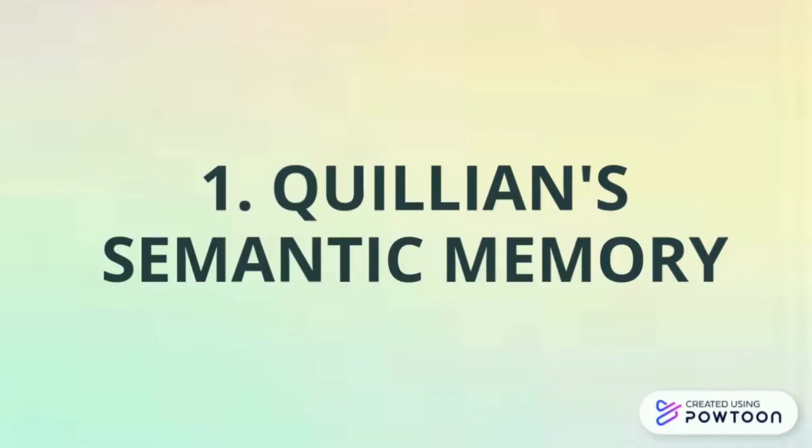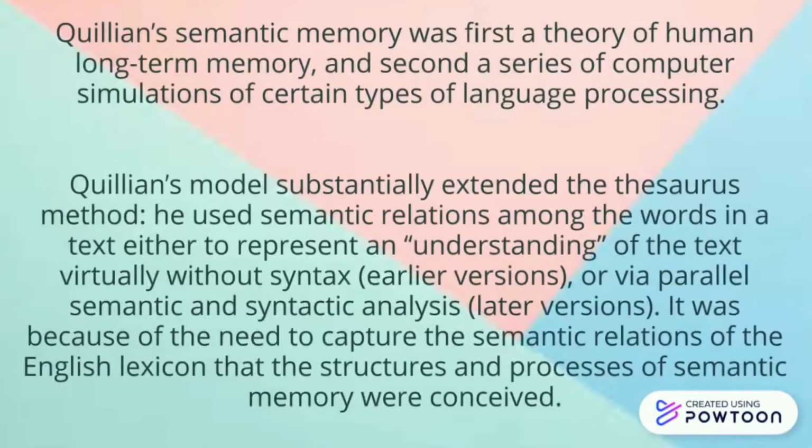1. Quillian's semantic memory. Quillian's semantic memory was first a theory of human long-term memory, and second a series of computer simulations of certain types of language processing. Quillian's models substantially extended the thesaurus method. He used semantic relations among the words in a text either to represent an understanding of the text virtually without syntax, in earlier versions, or via parallel semantic and syntax analysis in later versions. It was because of the need to capture the semantic relations of the English lexicon that the structures and processes of semantic memory were conceived.